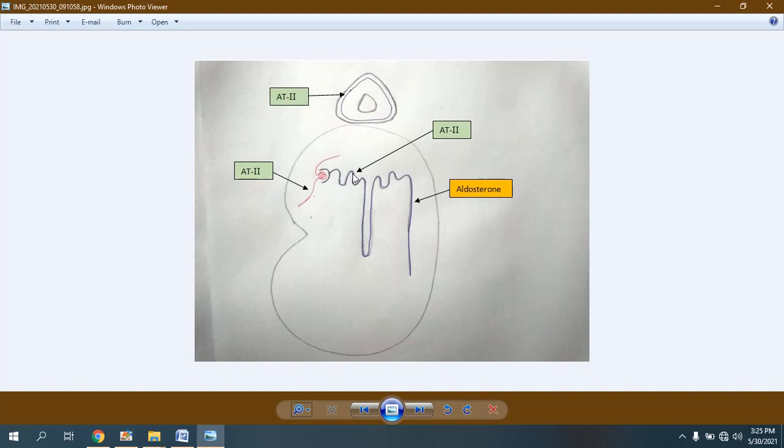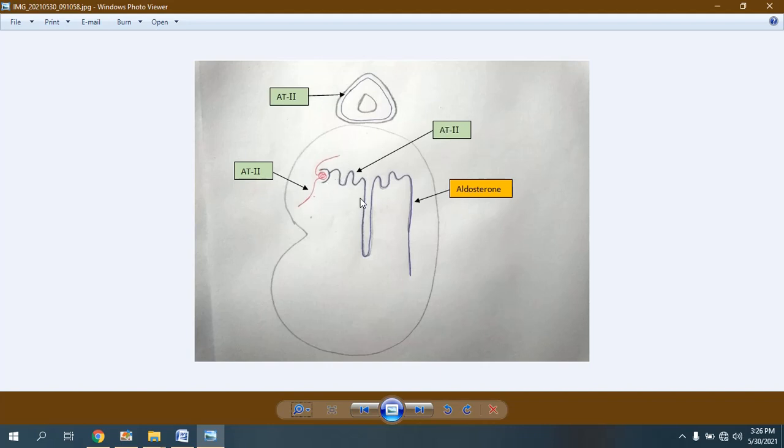The amount of sodium absorption will be increased, and the secretion of proton will be increased. So the proton will be secreted into the tubule, and the sodium will be absorbed from the tubule. The absorption of sodium and the secretion of proton will take place over here in the proximal convoluted tubule due to the function of the angiotensin II receptor.